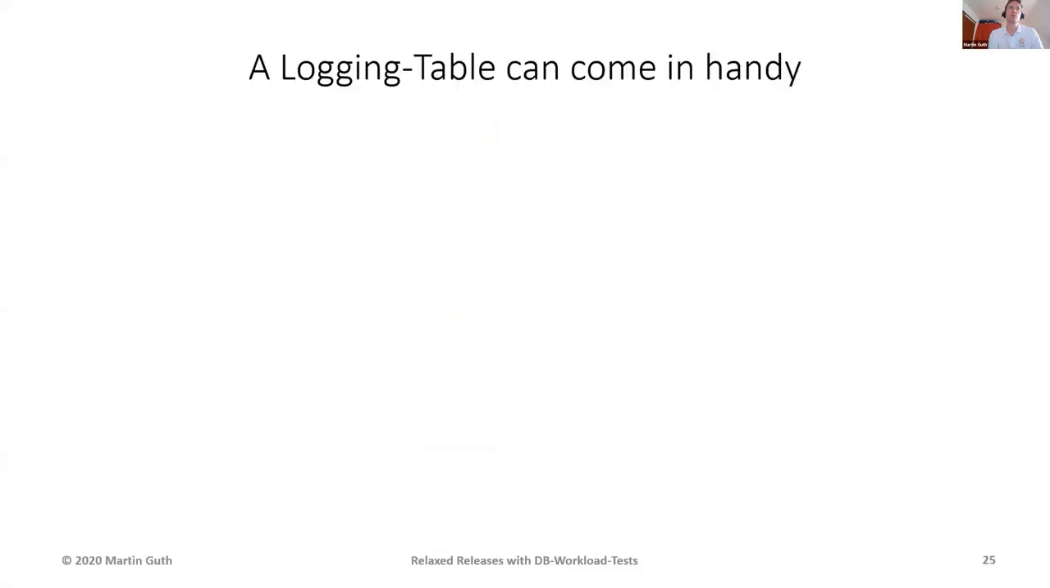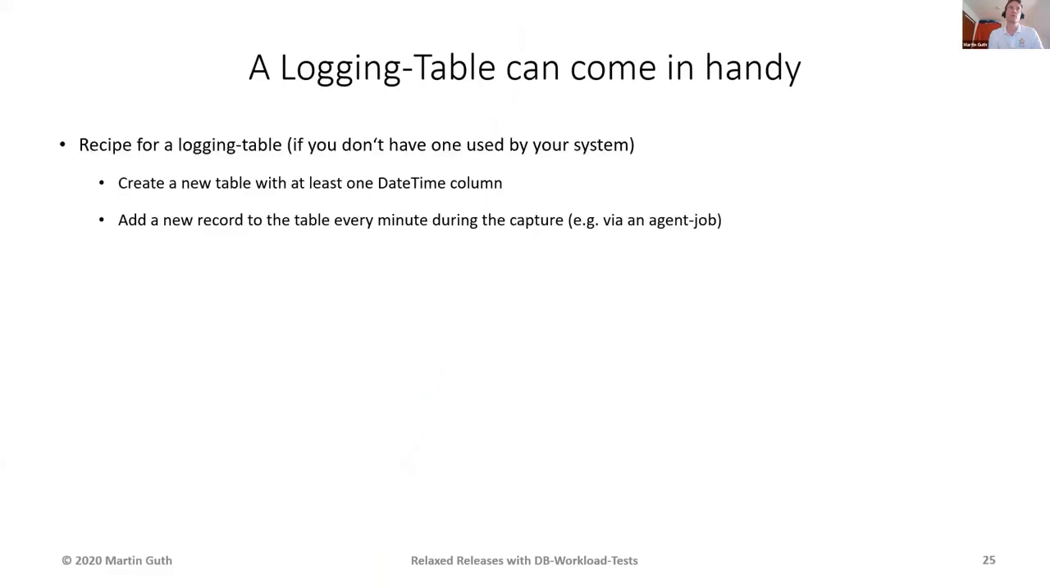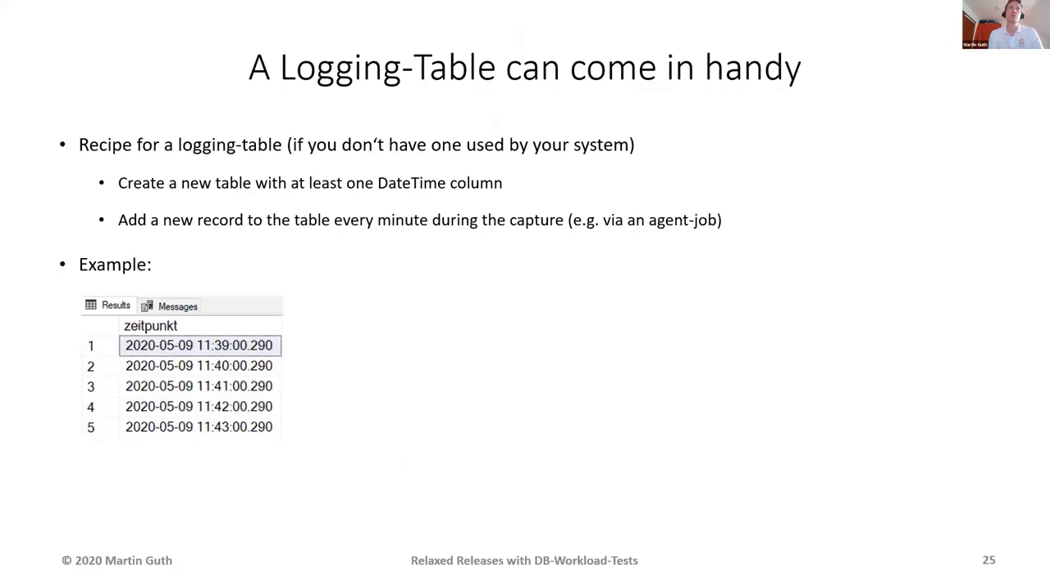First of all, in my experience, a logging table can come in handy. If you don't have one, I'm simply meaning a table that has at least one datetime column and has a record inserted continuously, for example, every minute. Typically, systems have such a logging table and are very chatty. But if you don't have it, you can simply set one up using an agent job. That's not too difficult. And why would I be doing that? That's a great tool for monitoring the replay speed.